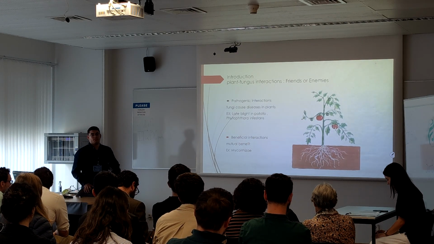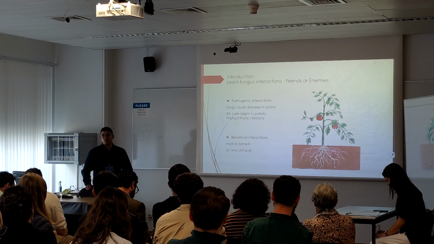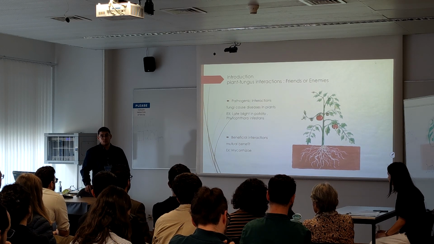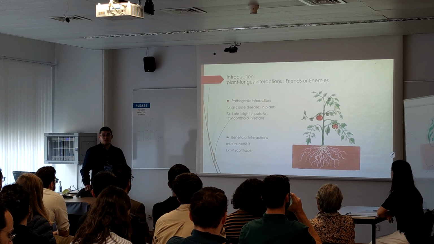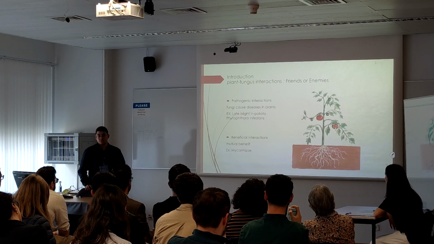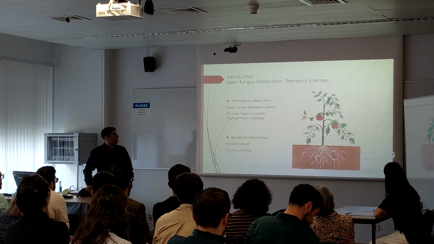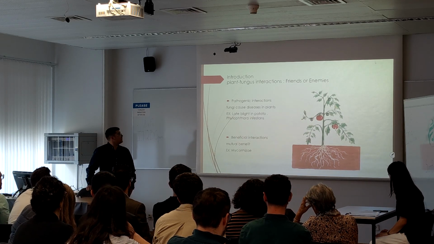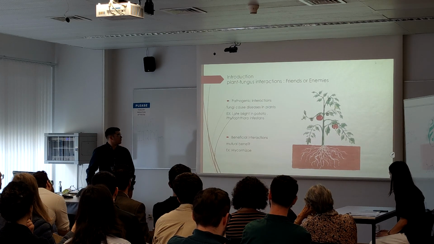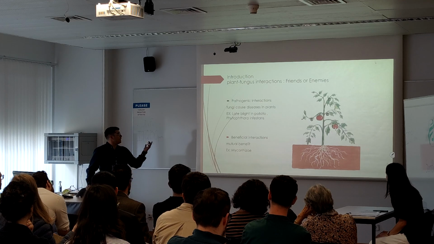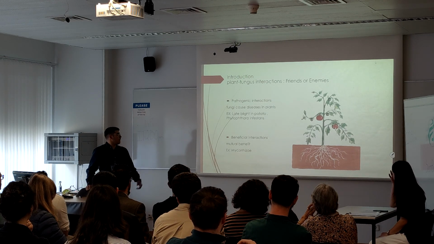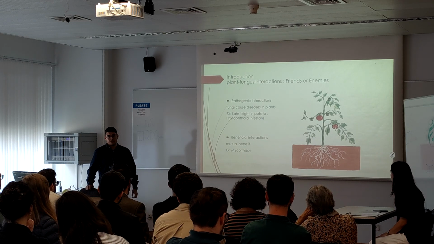For the introduction, plants and fungi have evolved together for millions of years, and their interaction can be pathogenic or beneficial. In a few words, this interaction can be friends or enemies. Unfortunately, not everything is beneficial, because some fungi are pathogens that cause disease in plants. An example of this is late blight in tomato.